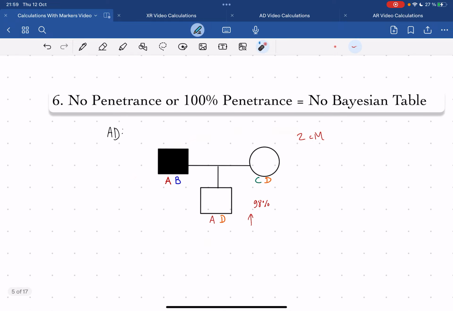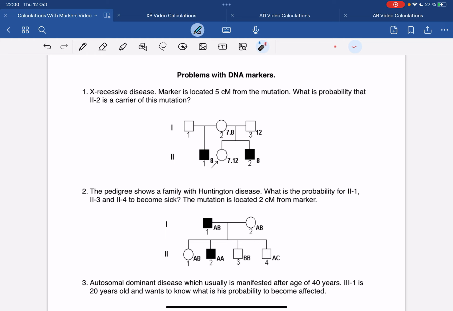Okay, finally we can start with the calculations. Let me just bring up my phone. Sorry, it's taking a while to download my notes. Here we go.